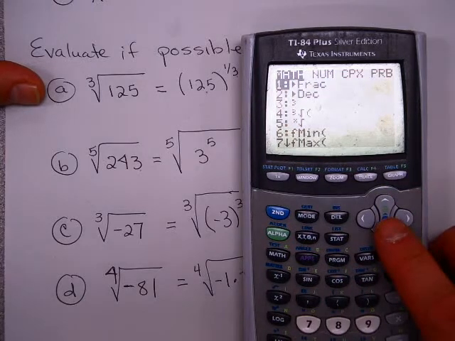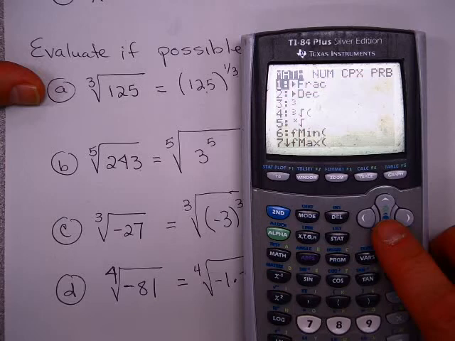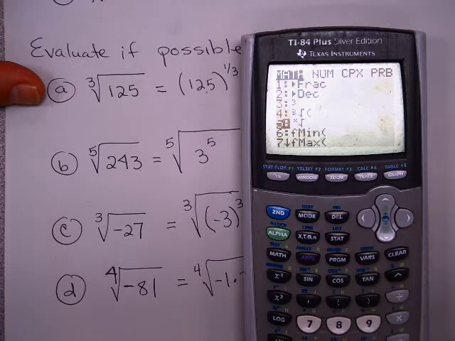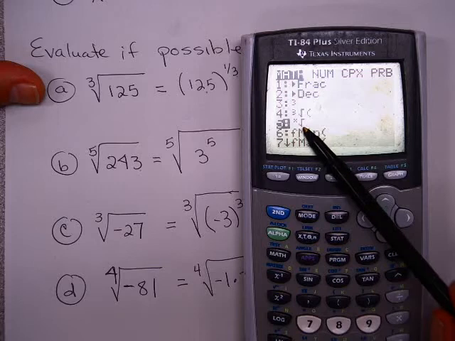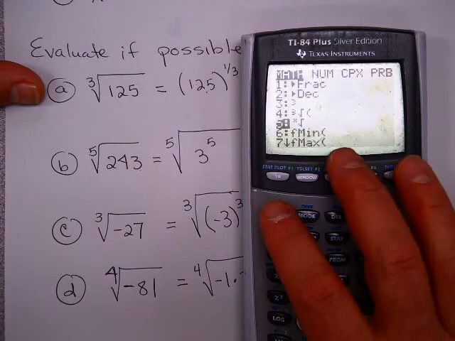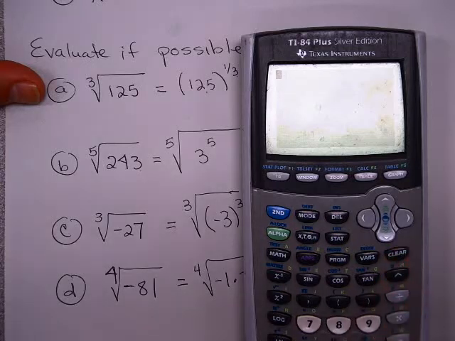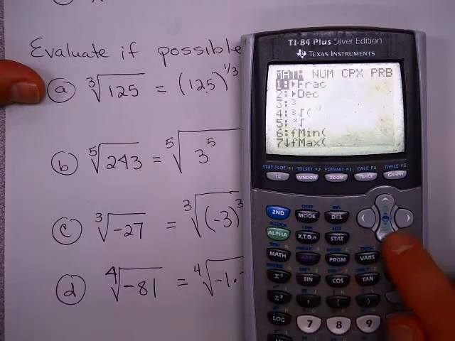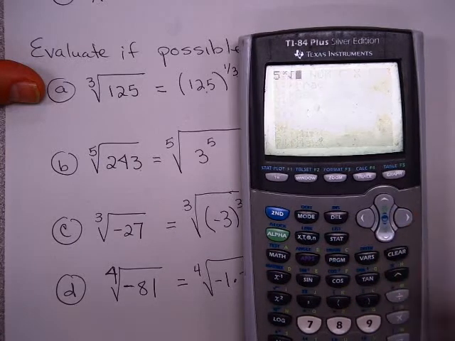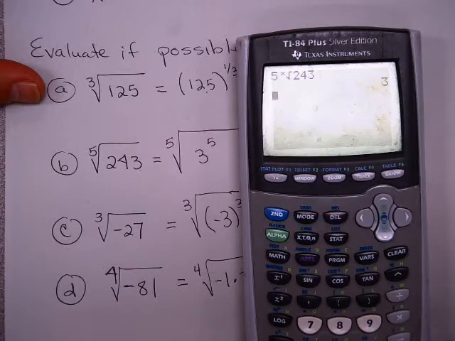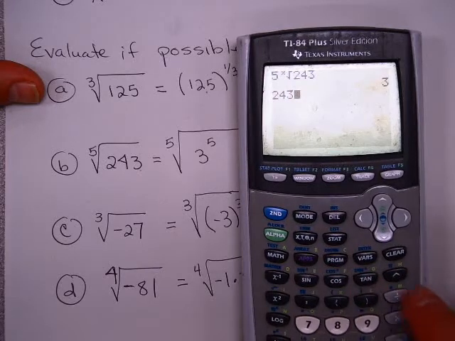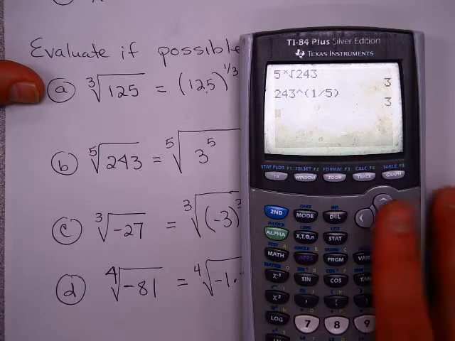The next problem was the fifth root of 243. You'll notice there's no fifth root there, but there is this right here, this x root. What does that mean? Well, I'm going to quit out of this second mode. I'm going to clear my screen, and if I want the fifth root, I'm going to start with 5. I'm going to hit math. I'm going to hit number 5 here, and I'm going to put 243. That gives me my answer. I could also have used my rational exponents, 243 raised to the 1/5, and that also gives me 3. Those answers are the same as what we got before.